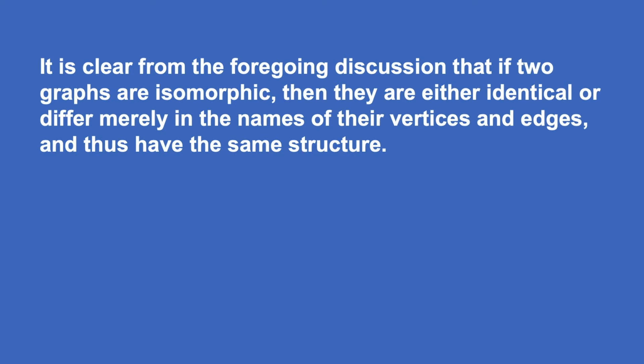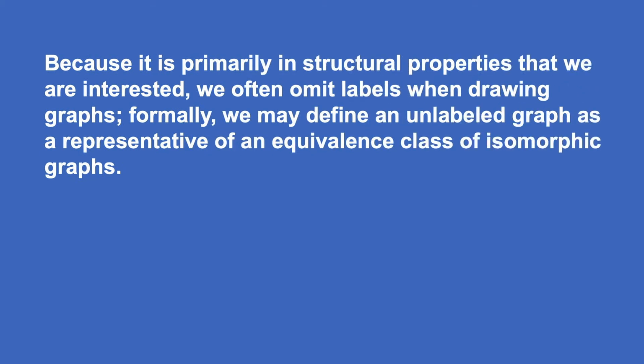It is clear from the foregoing discussion that if two graphs are isomorphic, then they are either identical or differ merely in the names of their vertices and edges, and thus have the same structure. Because it is primarily in structural properties that we are interested, we often omit labels when drawing graphs. Formally, we may define an unlabeled graph as a representative of an equivalence class of isomorphic graphs.